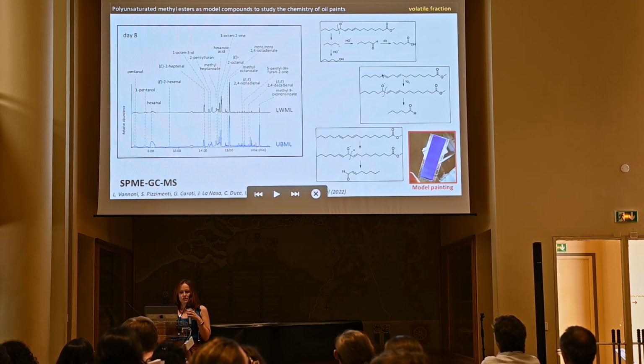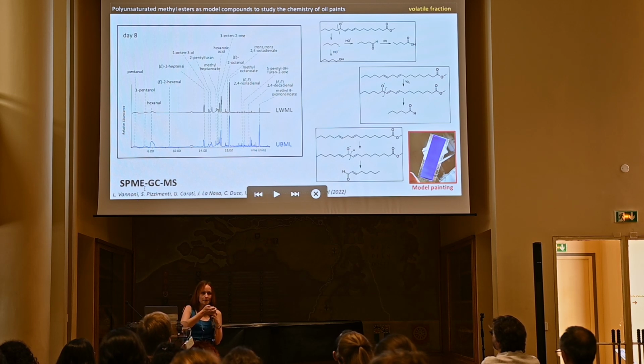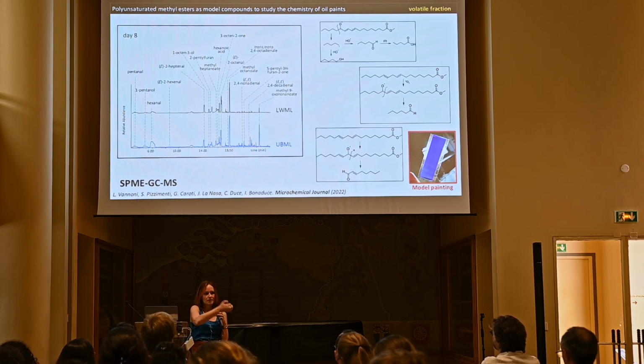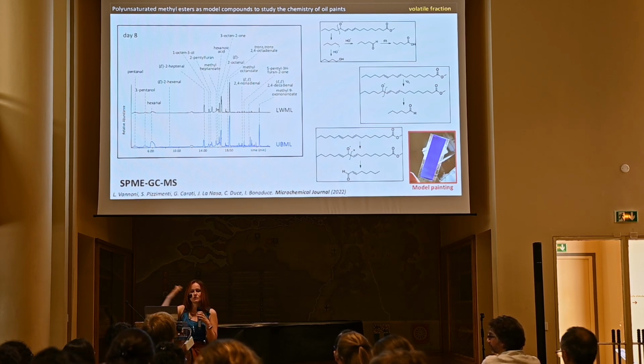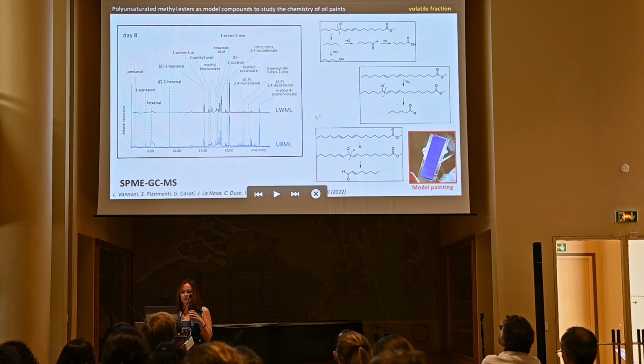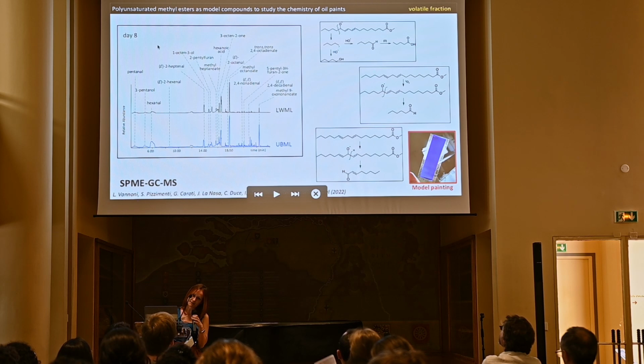Here are just a few possible reaction pathways that may lead to the formation of small molecular weight components that can be analyzed by solid phase microextraction, so by simply sampling the vapor phase on top of the paint layer. And then by repeating this sampling at different time intervals, we can look at the evolution over time. So this is the chromatographic profile of methyl linoleate at 8 days of artificial aging.